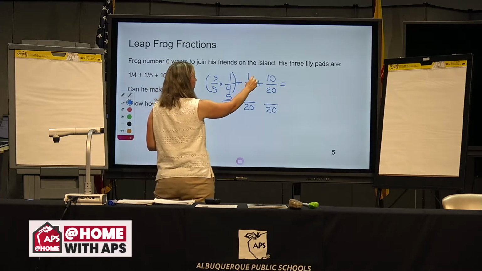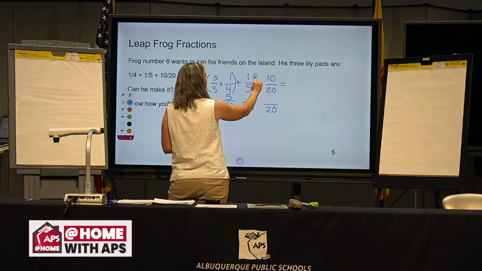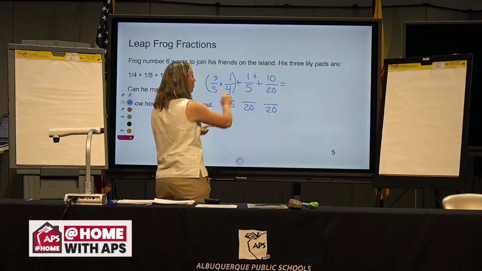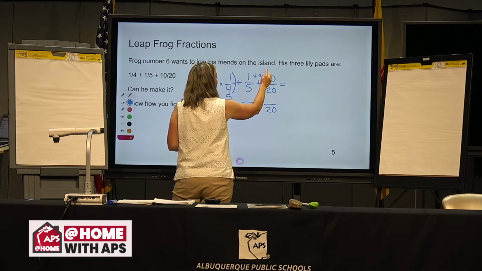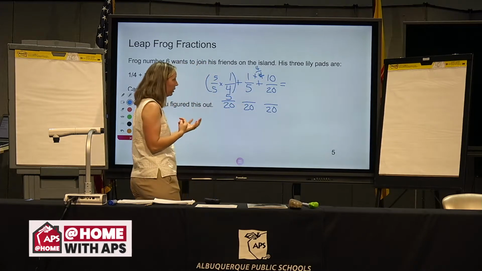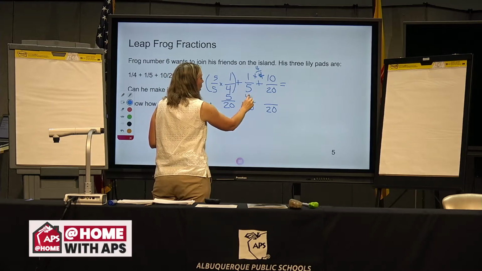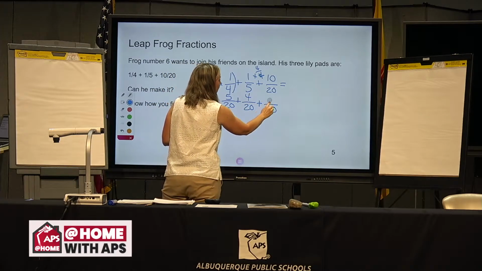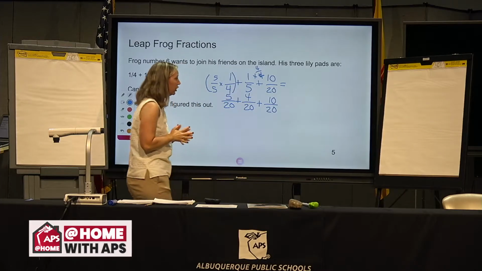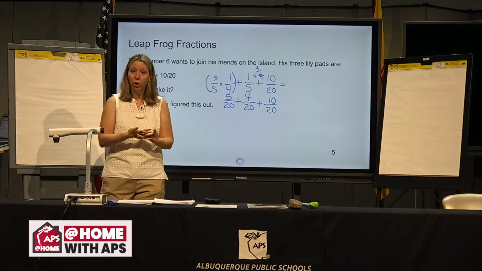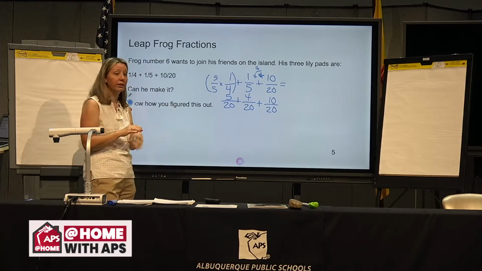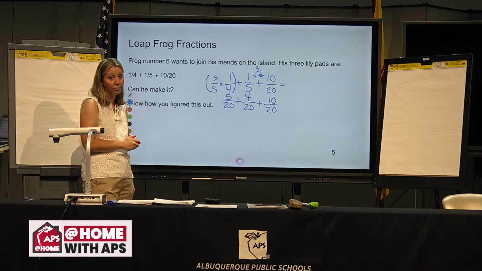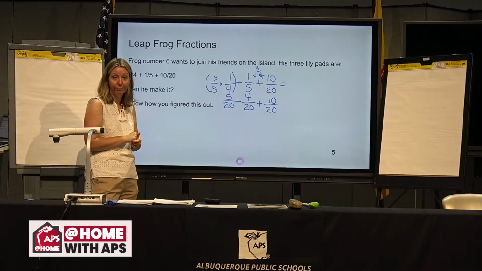5 times 1 is 5. So I'm going to do the same over here. What did I do to 5 to get to 20? I multiplied it by 4. So I'm going to multiply the top, the numerator, by 4. And then we know that our 10 will stay the same since we didn't change the 20. I'd like you to go ahead and finish that addition and then answer with a sentence if he can make it or not based upon the work that we have done.